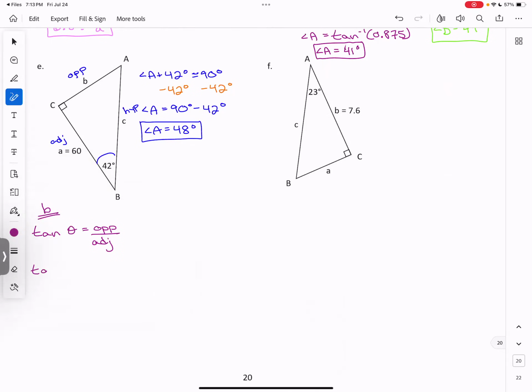So tan of 42 degrees is little b over 60. Let's multiply 60 on both sides. And we get little b is 60 times tan 42, which to one decimal place gives us 54.0.